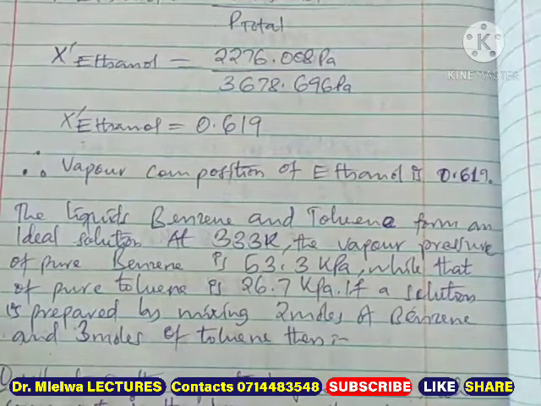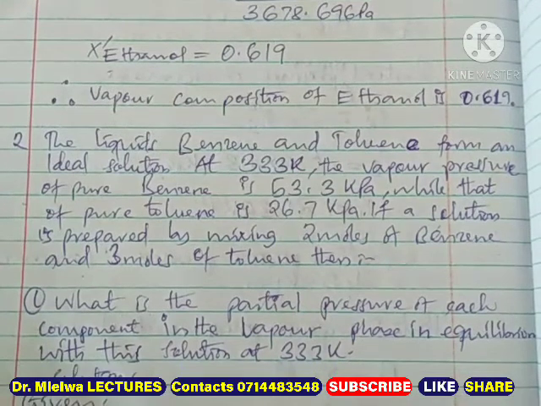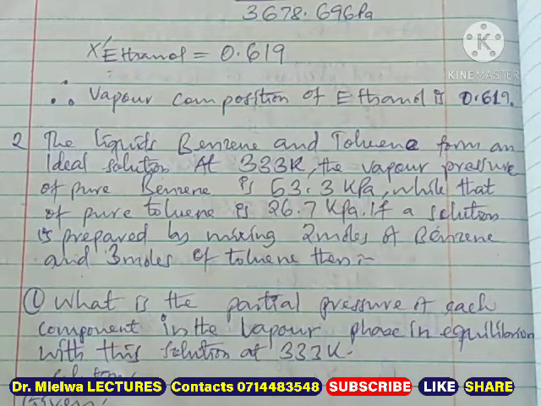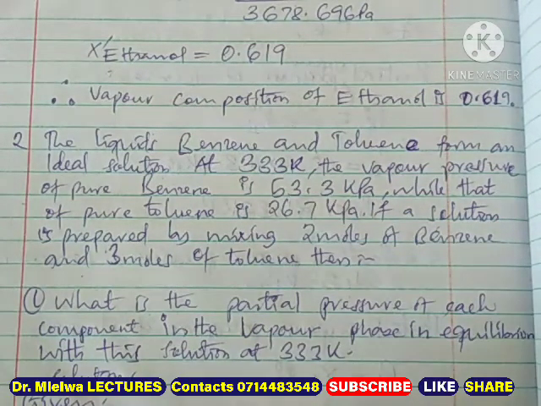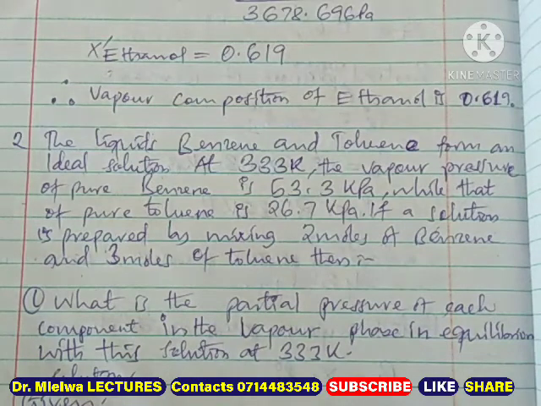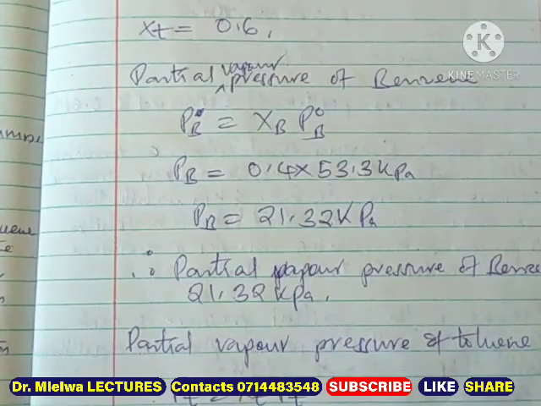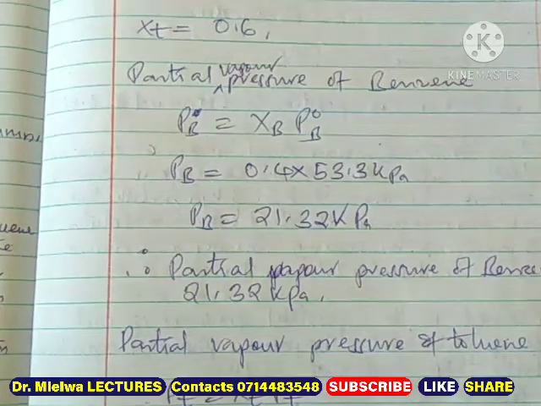But for example, the second question is also on Raoult's law. Second question: liquid benzene and toluene form an ideal solution at 333. The vapor pressure of pure benzene is there, while that of pure toluene is there. If a solution is prepared by mixing 2 moles of benzene and 3 moles of toluene, then what is the partial pressure of each component in the vapor phase in equilibrium with this solution? That is very easy. Partial vapor pressure is very easy to get.